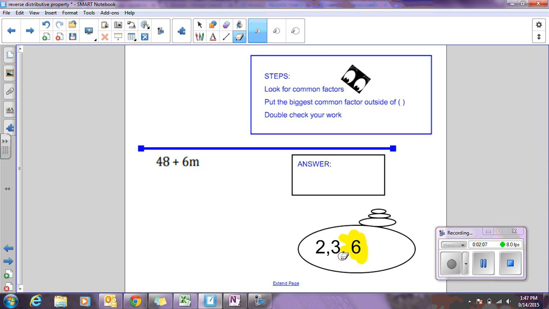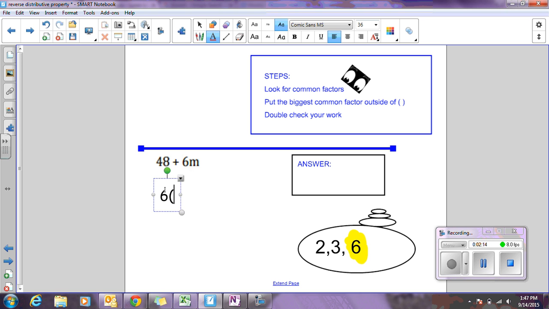Okay, so now we have to put a 6 outside a set of parentheses. I'm going to leave some spaces blank. And I know that I can keep a plus because this problem has a plus. So I just have to think, what 6 times what gives me that 48? Well, 6 times 8 gives me 48. And then 6 times what gives me 6m? That's 1m, or I can write it just like m.